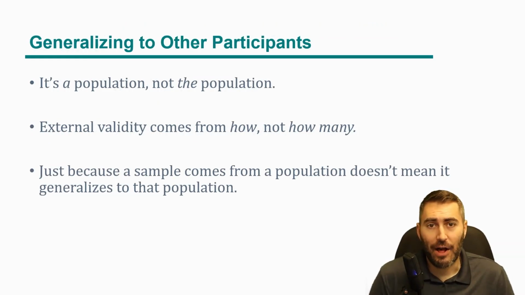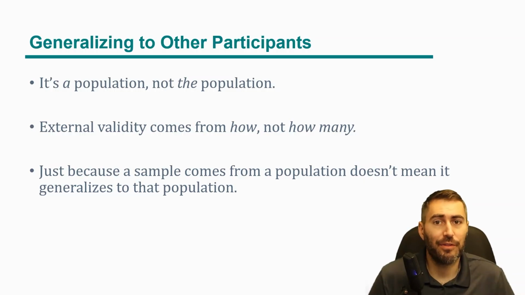In order to evaluate a study's ability to generalize to other people, you need to find out how participants were obtained. A probability sample is intended to generalize to the population from which the sample is drawn, but a convenience sample may not generalize to the population. Remember also, it's a population, not the population. When we refer to a population used in research, we are not talking about everyone in the world or everyone in the United States.